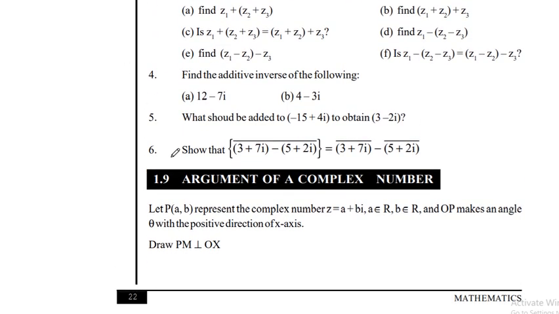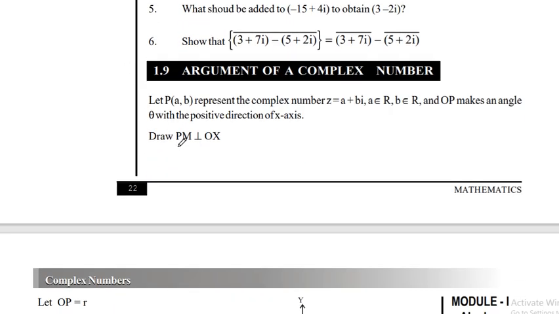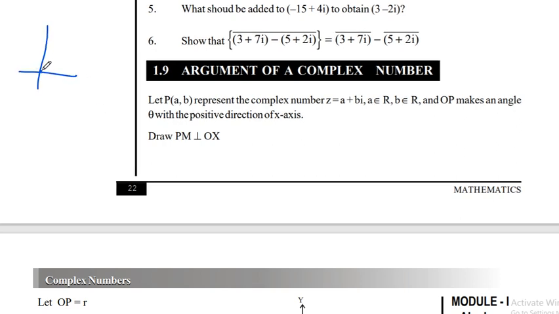Before multiplication, let me introduce the argument of a complex number. What is the argument? As I said, a complex number can be treated as a vector, right? If this point is AB, then this vector is the complex number A plus iota B. The length of this line is the modulus of z, right? So the modulus gives you the length. The angle which this makes with the real axis is the argument of z.